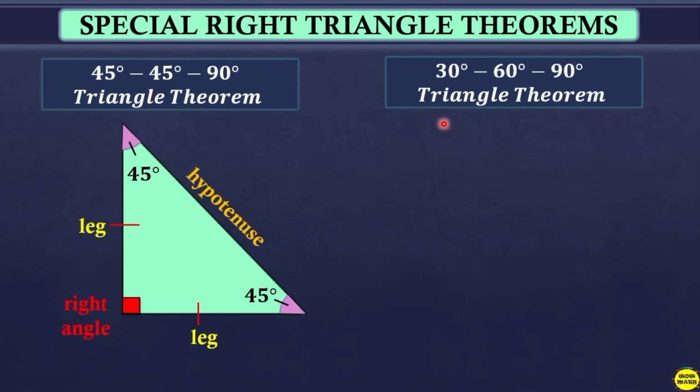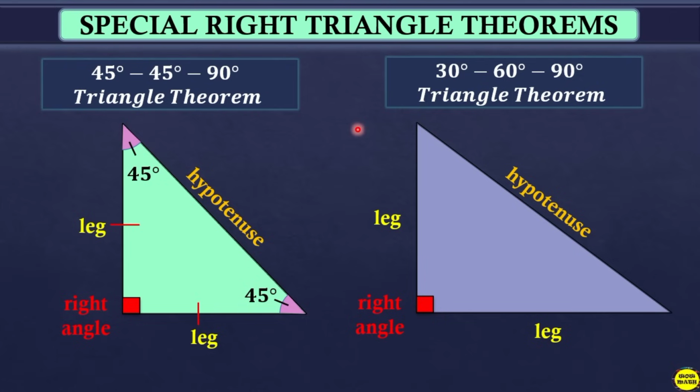So, how about 30-60-90 triangle theorem? Ano naman ito? So, kung meron tayong triangle, ito naman po yung dalawang sides natin ay unequal. Ibig sabihin, hindi yan congruent. So, kung hindi congruent yung dalawang sides mo, kasi based nga dito sa name niya mismo, na 30-60, yung dalawang angles ay hindi congruent. Hindi kagaya po nito.